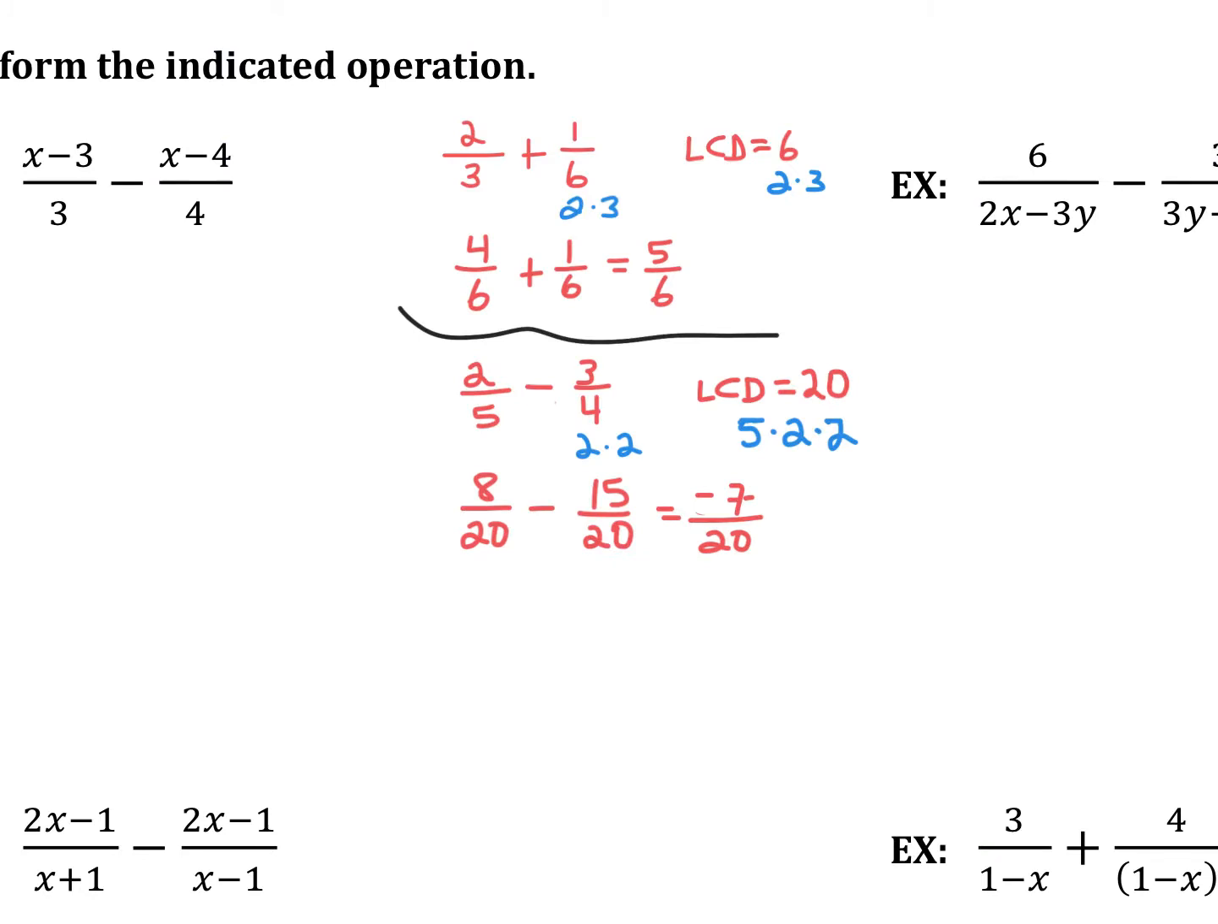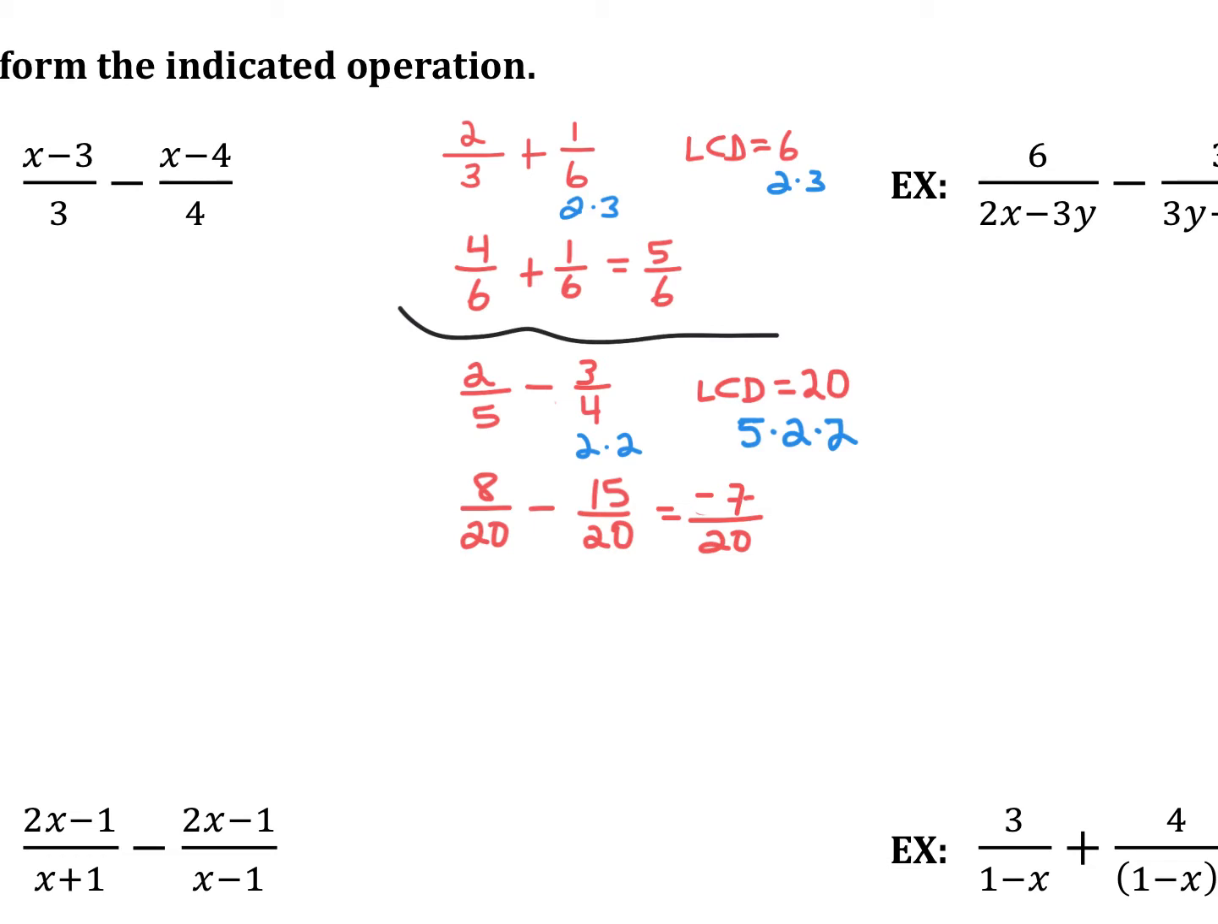Before we talk about adding and subtracting rational expressions, let's think back to elementary school for just a moment, where you would have learned how to add and subtract fractions like 2/3 plus 1/6 or 2/5 minus 3/4. Let's take a look at the concepts of how we added and subtracted those, because then we'll be applying those to adding and subtracting rational expressions.